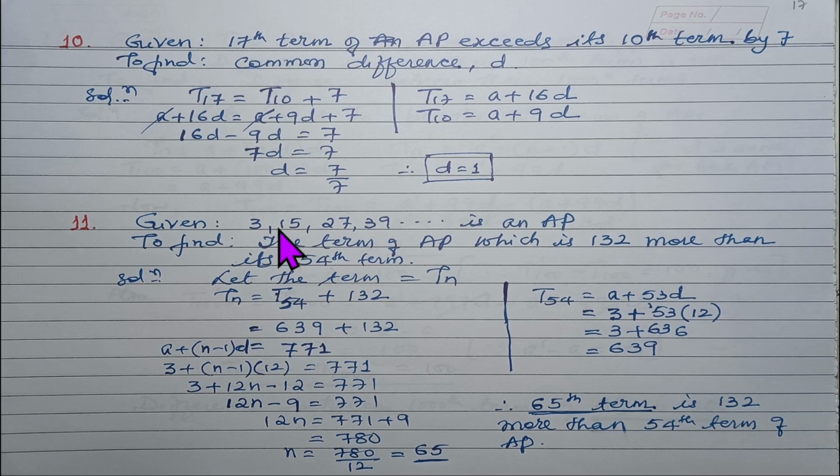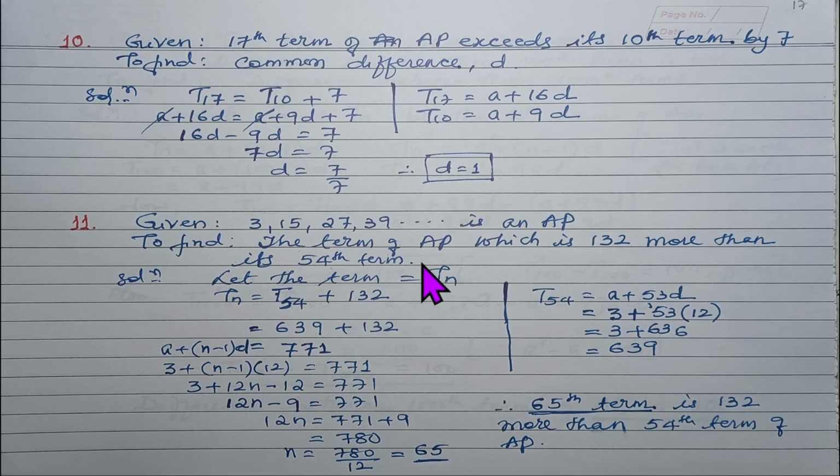Now given 3, 15, 27, 39 is an AP. Find the term of AP which is 132 more than its 54th term. Now that means we have been given an AP. We have to find the term of AP which is 132 more than the 54th term of the AP. So let us understand this.